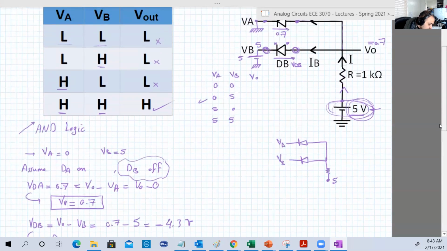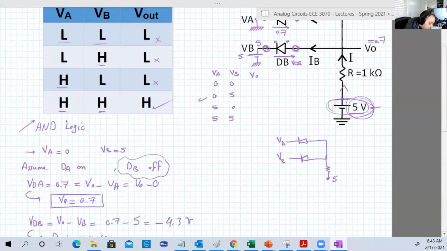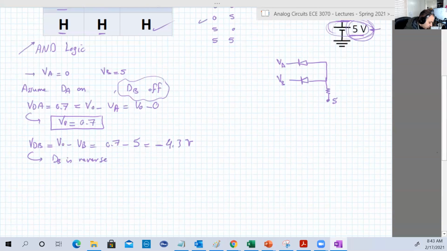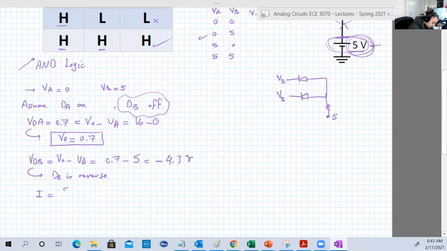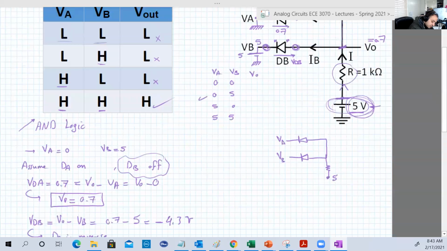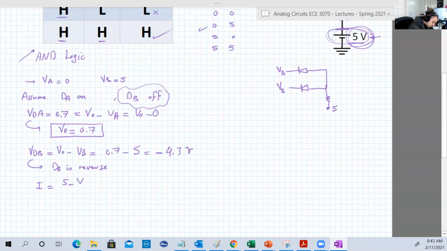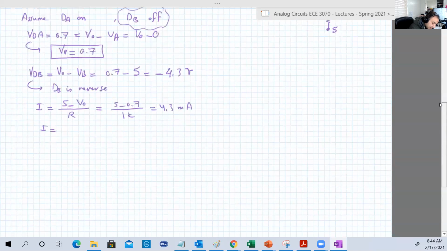Let's determine the currents. So I is equal to this point minus this point divided by the value of the resistors. So I equals, again, this point is 5 minus this point, which is VO, which is 0.7, over R, which is 1 kilo ohm. So 5 minus 0.7 over 1 kilo. This is 4.3 milliamperes.